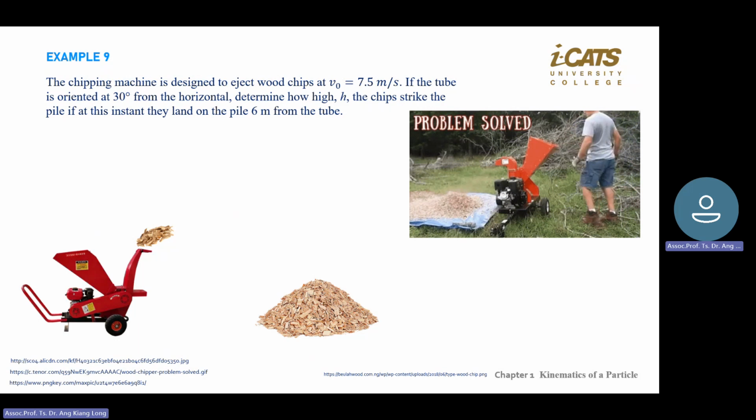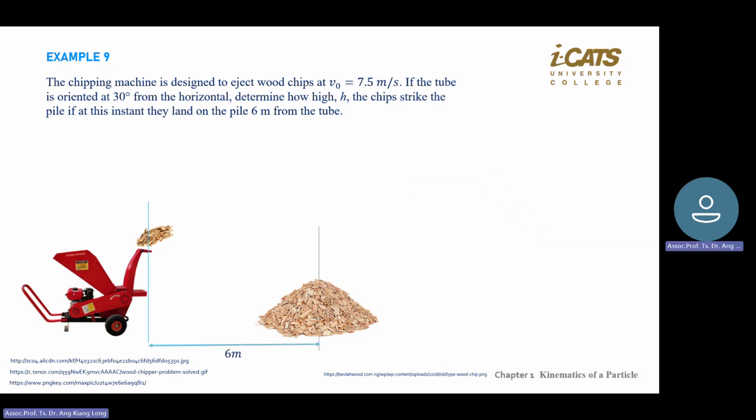Determine how high, h, the chip strikes the pile, if at the instant it lands, it is 6 meters away from the tube. This one is a combination of two questions. You solve the projectile from the machine, and you solve the projectile on the pile that is on the ground. It's actually two problems, and then you solve the equations. One scenario will give you 3 equations, the other scenario gives you another 3, so 6 equations in total. So you should be able to solve.